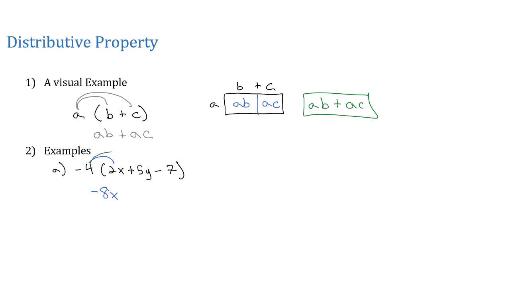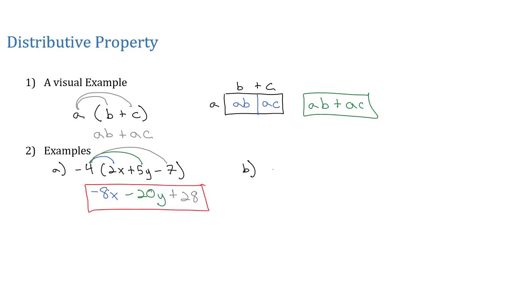Then I'll take the -4 and multiply by the 5y. -4 times 5 is -20 of these y's. And finally, -4 times 7, negative times a negative is a positive, 28. And we've got our simplified expression after distributing the -4 through the parentheses.